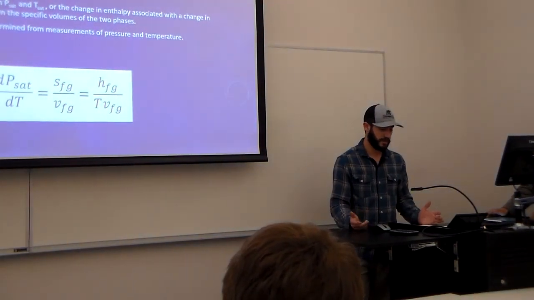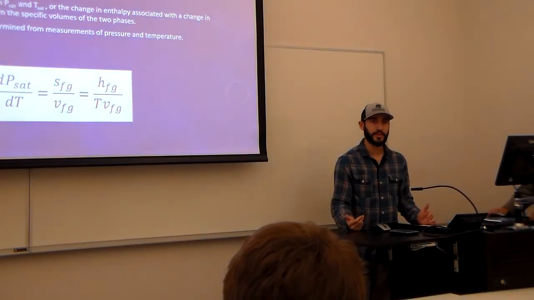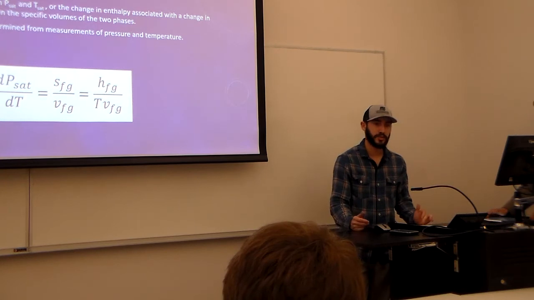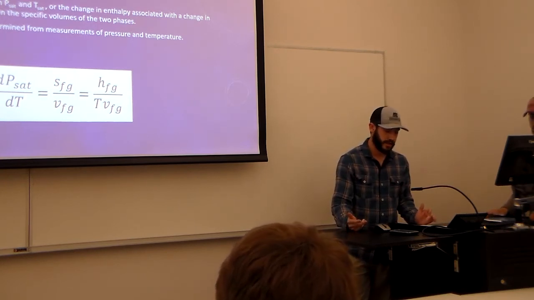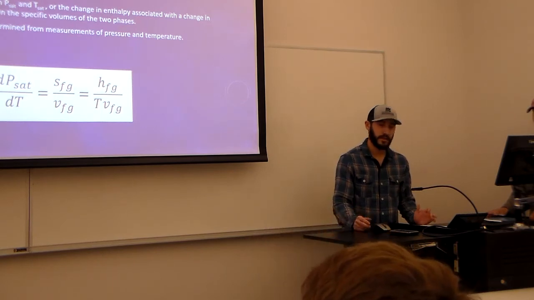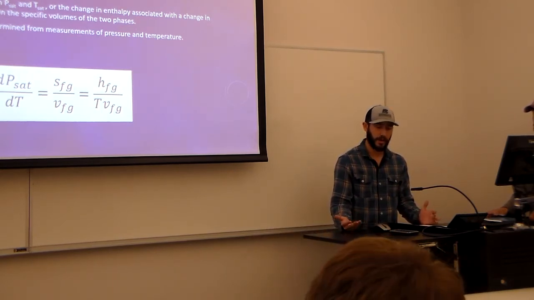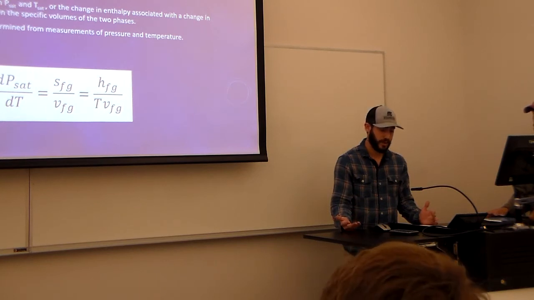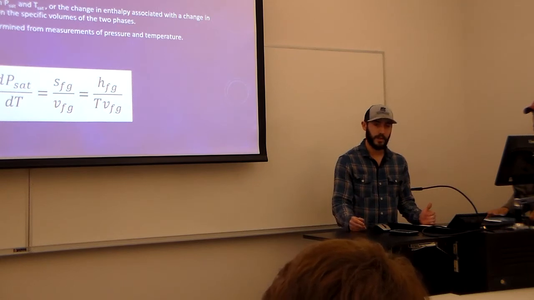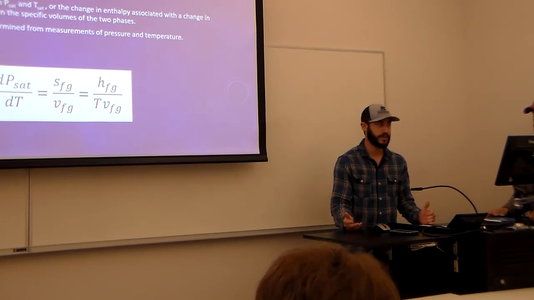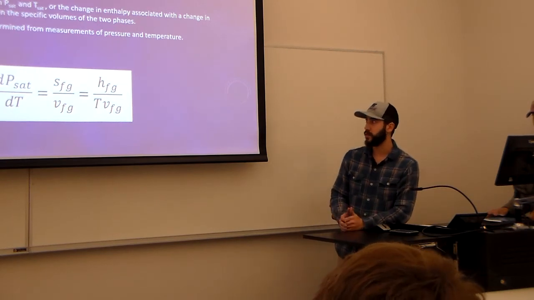It represents an important relation involving the saturation pressure and temperature, the change in entropy associated with the change in phase, and the specific volumes of the two phases. In particular, it is an example of how a change in a property that cannot be measured directly can be determined from measurements of pressure and temperature. So this is the basic, general form of the equation we're going to use.